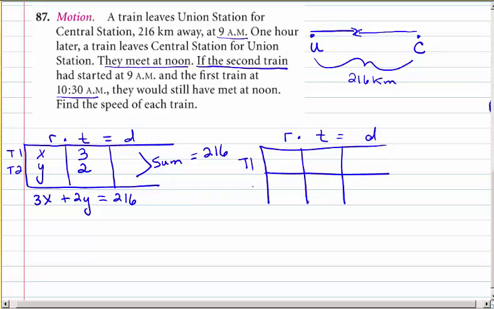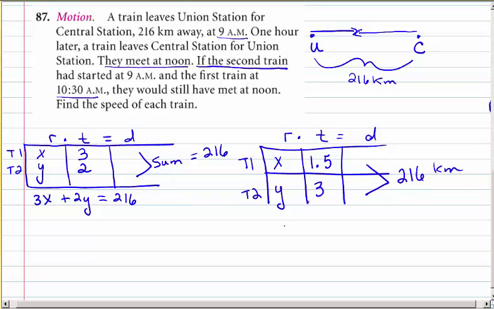So train 1, and it's still going to be traveling at x rate of speed, and train 2 is still going to be y. But this time it says if the second train, train 2, had started at 9 and train 1 at 10:30, they still would have met at noon. So this time, if it started at 9, train 2 would be on the tracks for 3 hours. And the first train started at 10:30 would be traveling a total of an hour and a half. And again, the distances, if I add them together, will be 216 kilometers.